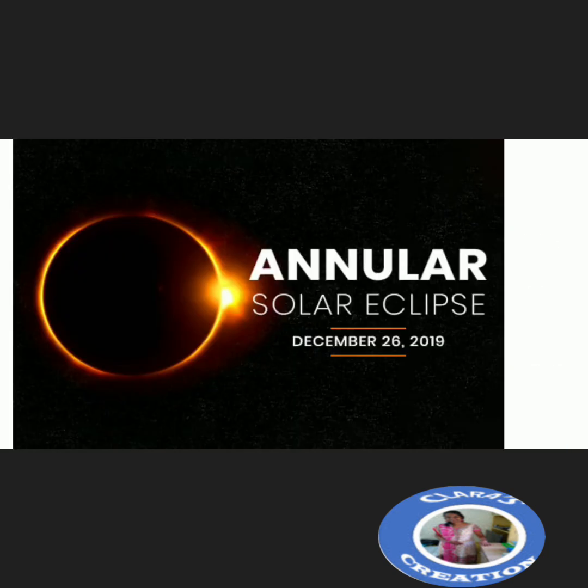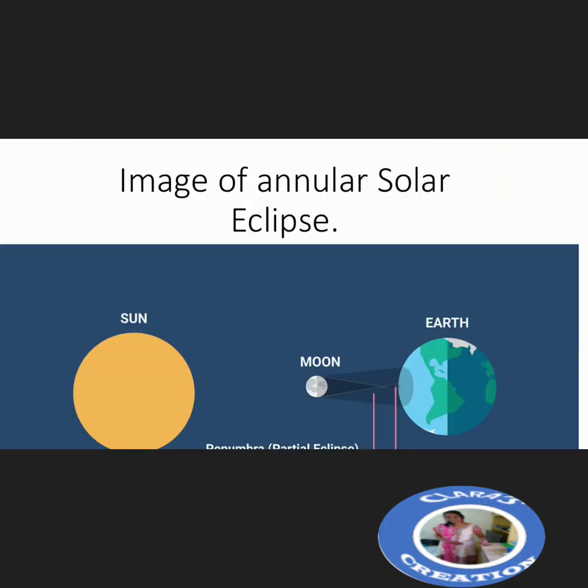Annular solar eclipse. This is a current image of annular solar eclipse which occurred on 26th of December 2019. Image of an annular solar eclipse. Again you can see how the moon is obstructing the sunlight from reaching the earth.